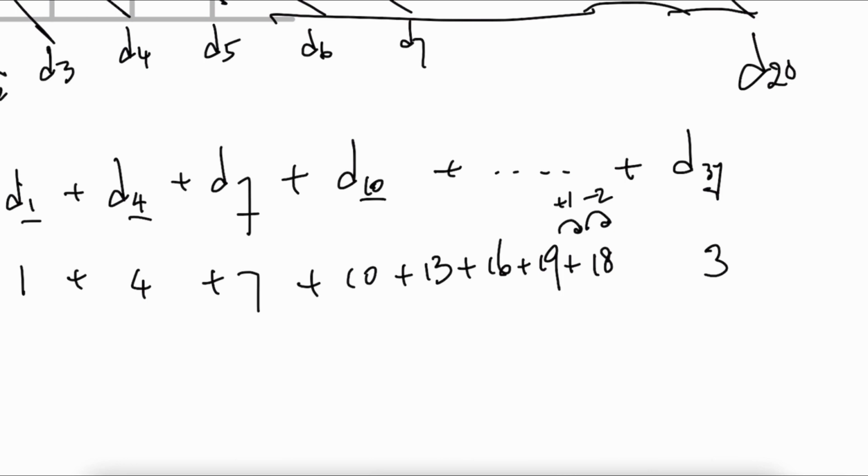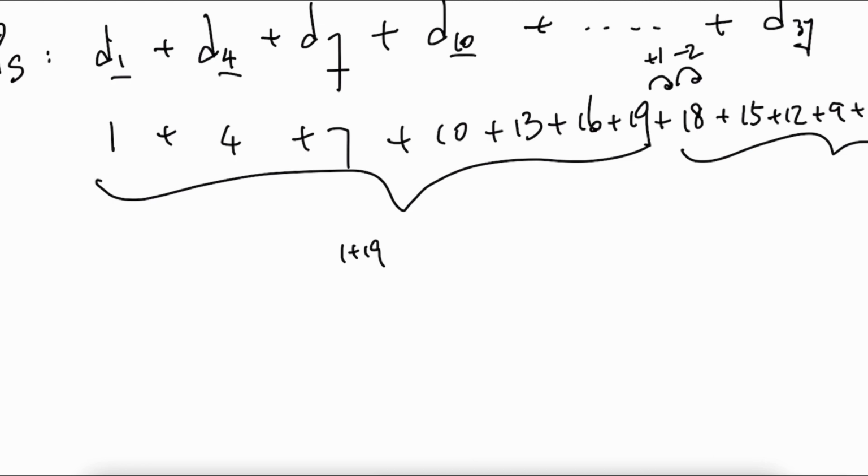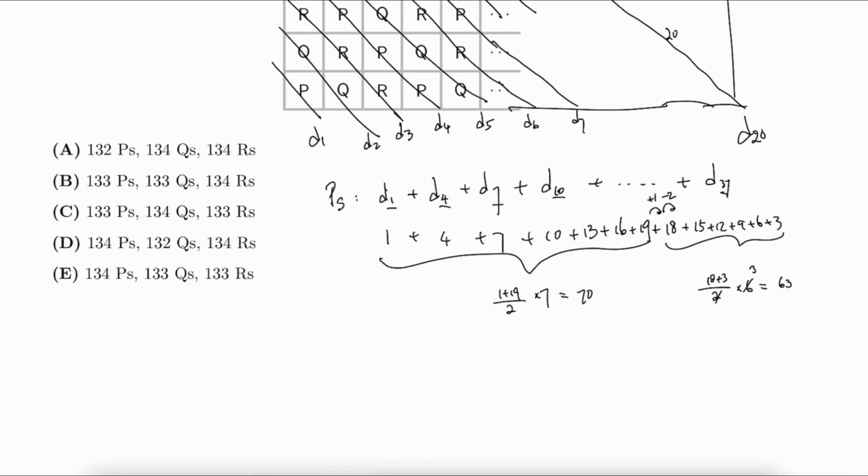18, let's continue. Plus 15, plus 12, plus 9, plus 6, plus 3. So this over here, we want to find this sum. That is just going to be an arithmetic, or I guess two arithmetic series. 1 plus 19, the first term plus the last term, times the number of terms, which is 7, divided by 2, which is 70. And over here is 18 plus 3 divided by 2 times 6, which gives us 63. So our count for the number of P's is going to be 133. We'll eliminate that already.